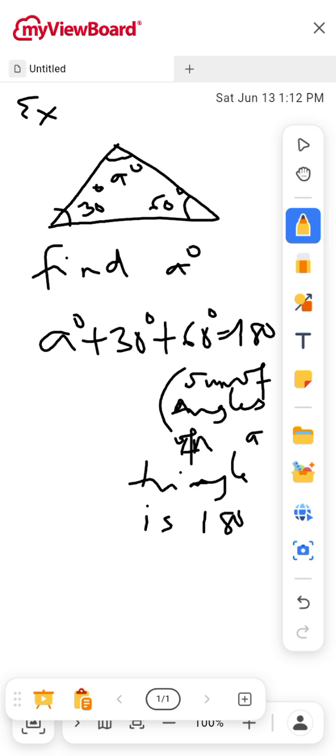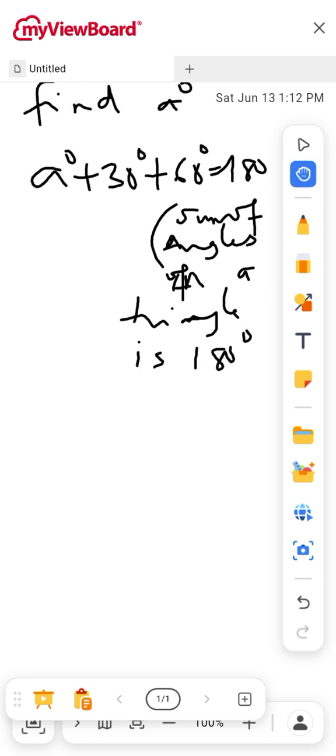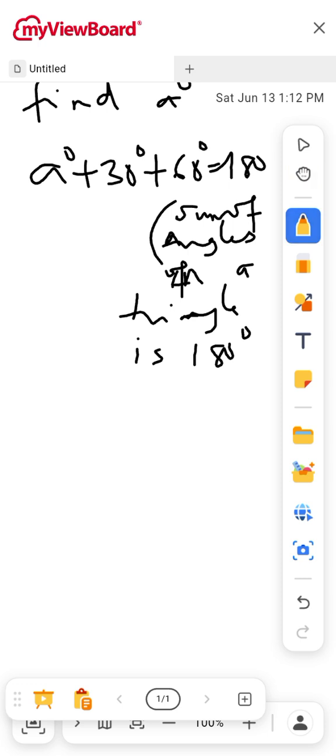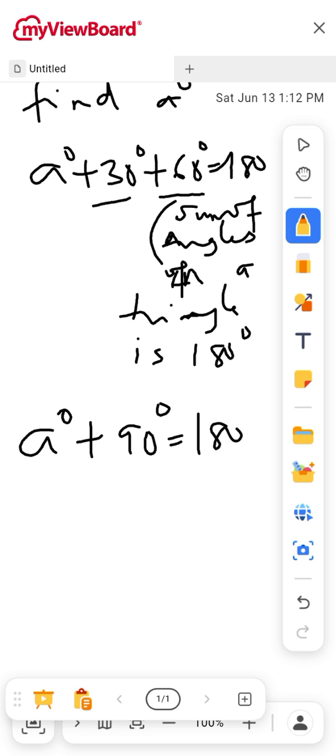Is 180 degrees. Okay, so as you can see, A is different from 30 and 60. 30 and 60 look alike. We can collect them together. So A plus 90 degrees equals 180.